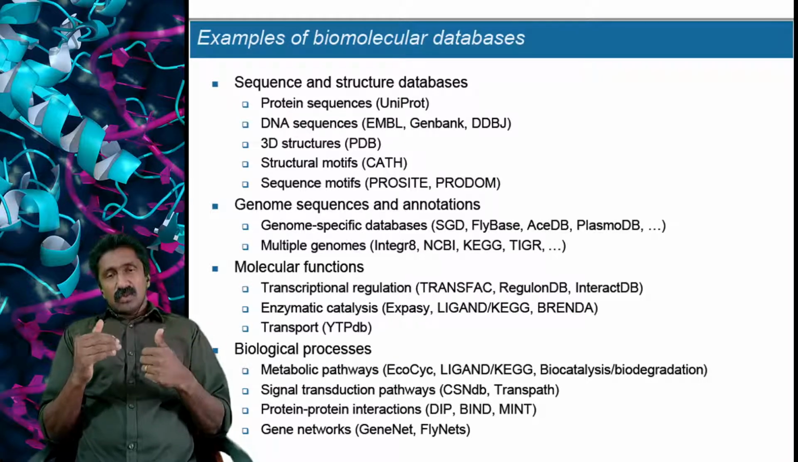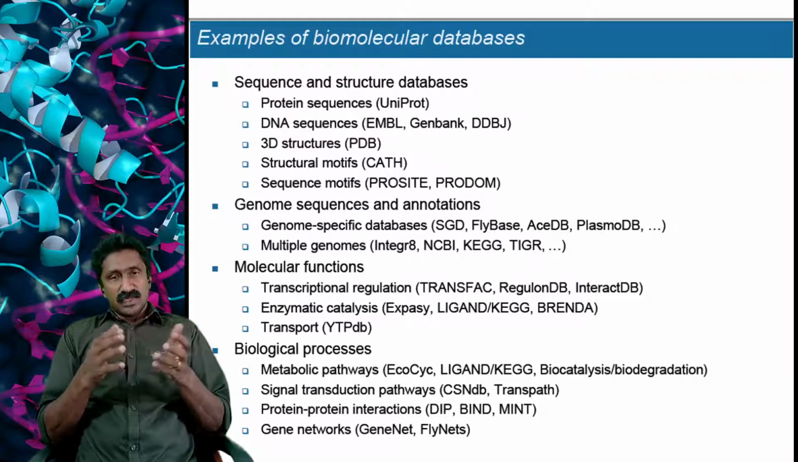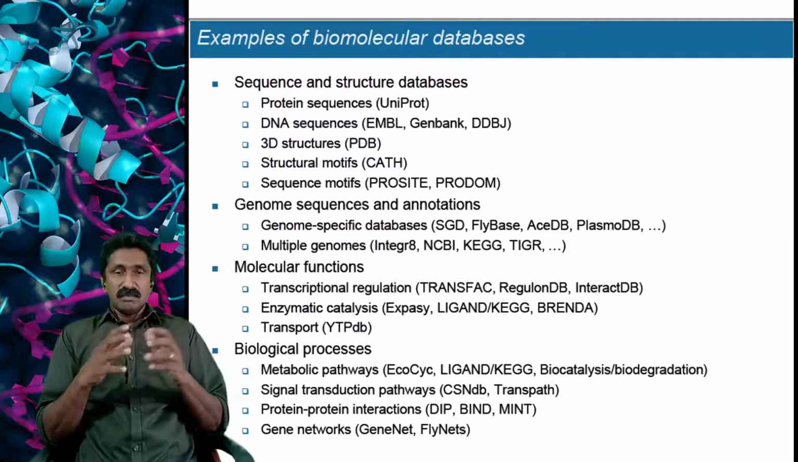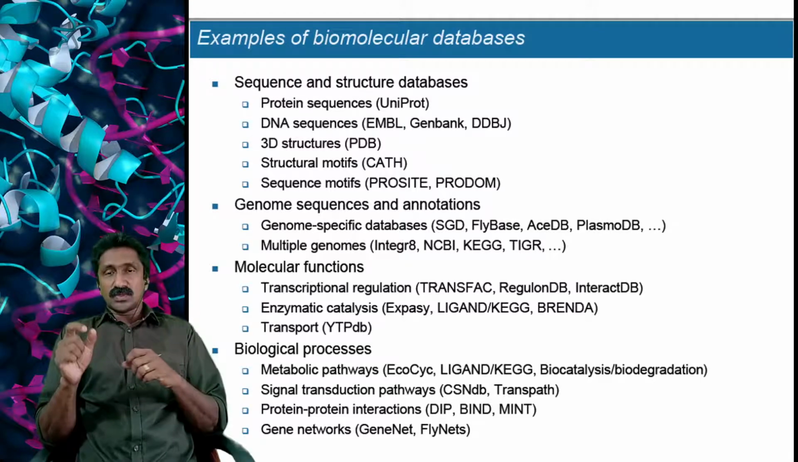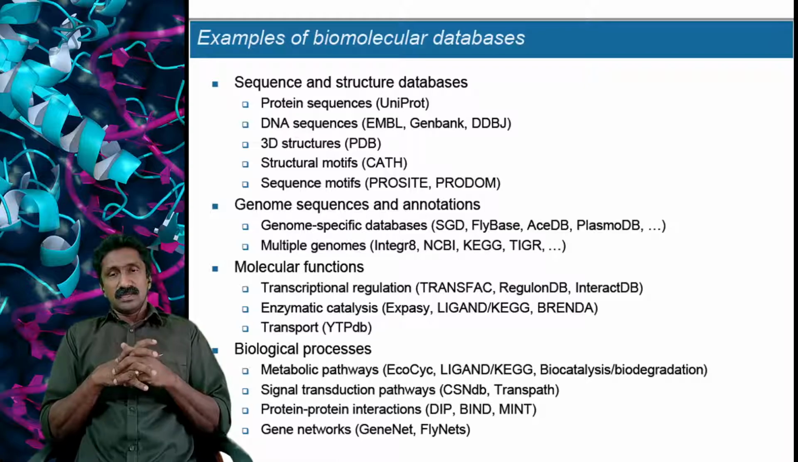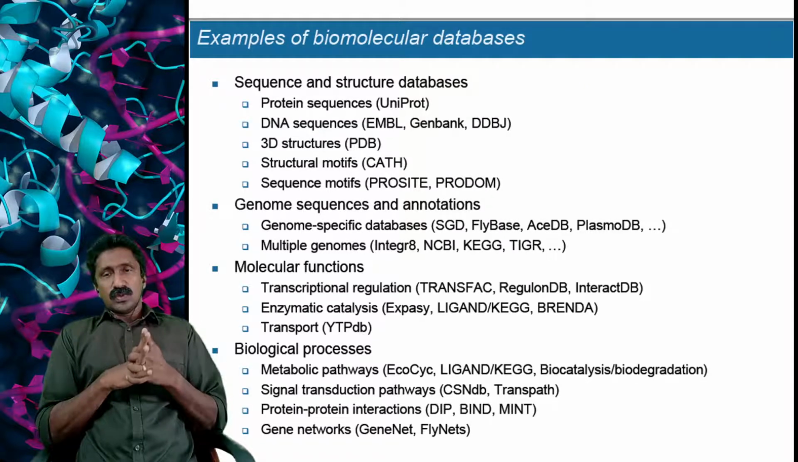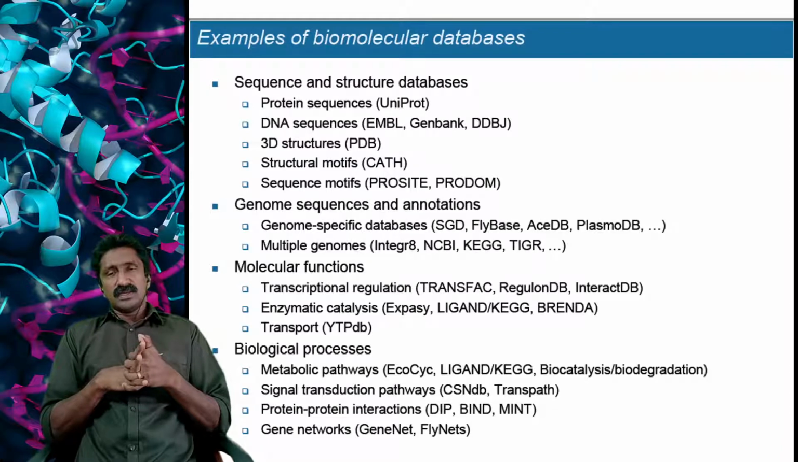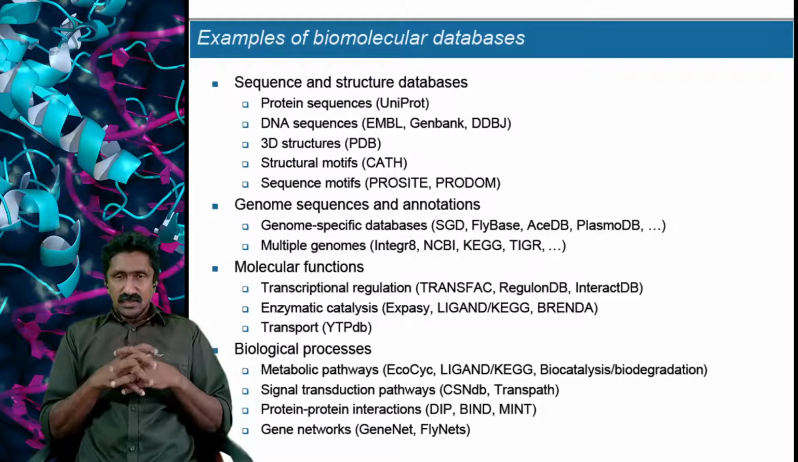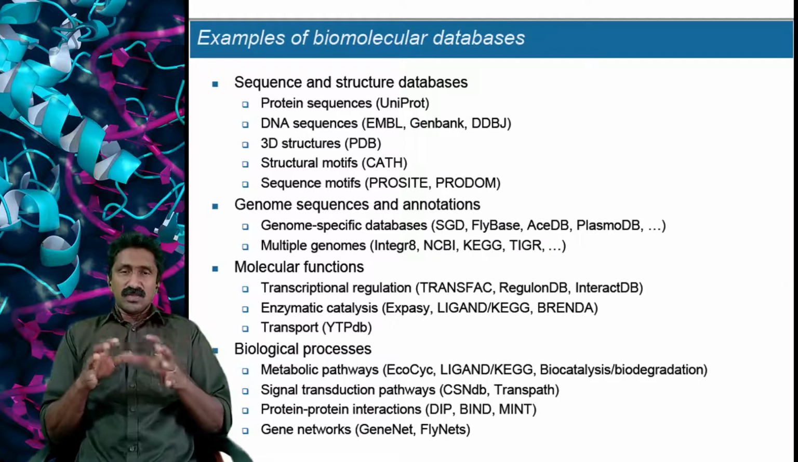And then based on molecular functions, we have some databases like transcriptional regulation, enzymatic catalysis, and transport, etc. Then biological process databases are there, metabolic pathways, for example. KEGG is one of the internationally well-known databases, and KEGG is actually, I think, from Japan. Kyoto Encyclopedia of Genes and Genomes, that is KEGG, which is a very interesting database in which all the metabolic pathways are well described.